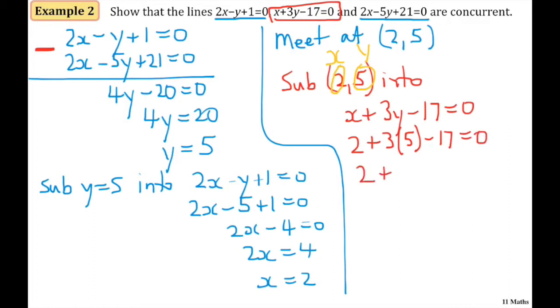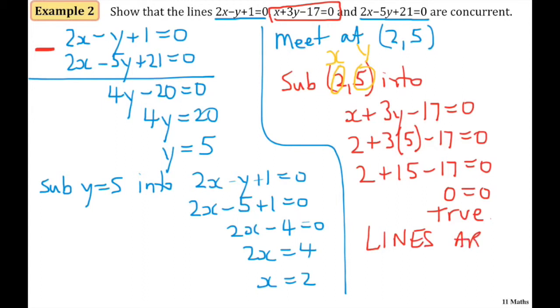That becomes 2 plus 15 minus 17 equals 0. 2 plus 15 is 17. 17 take 17, I get 0 equals 0. That is true. And if you get an answer that's true, that means that the line that you dealt with, in this case x plus 3y minus 17 equals 0, does lie on the point 2, 5. You could finish off by saying the lines are concurrent. All three lines pass through the point 2, 5.